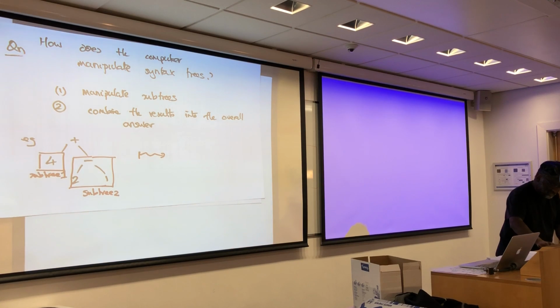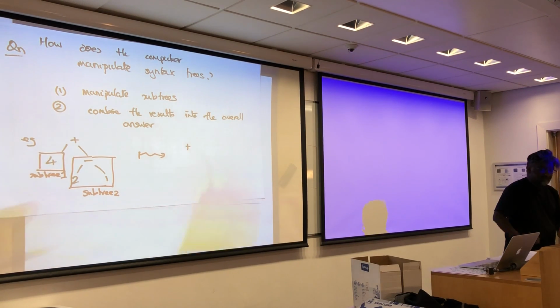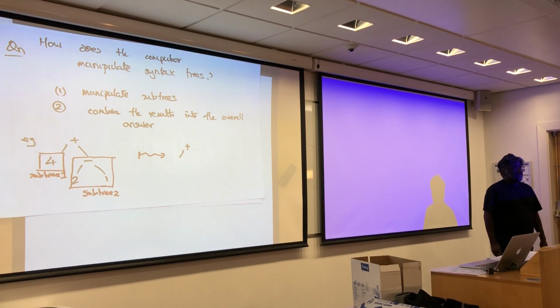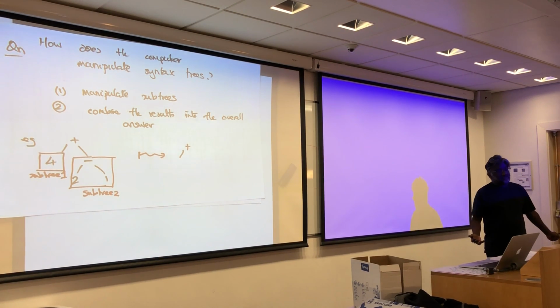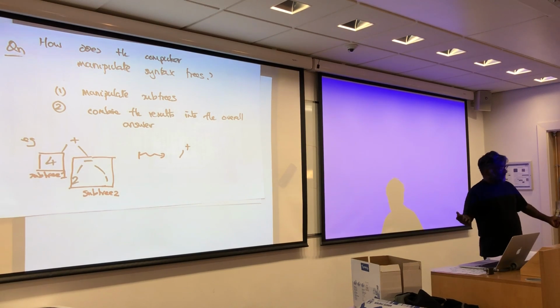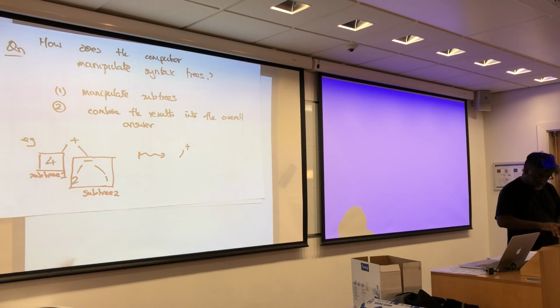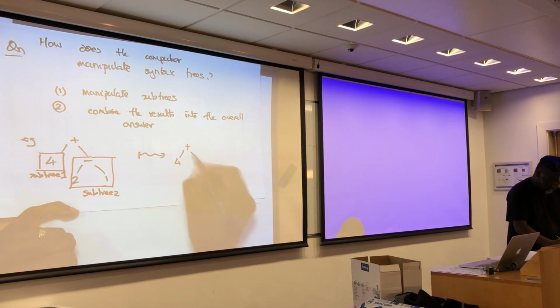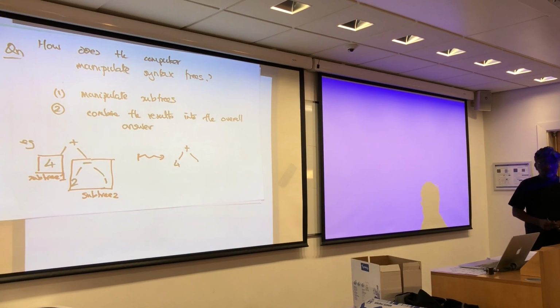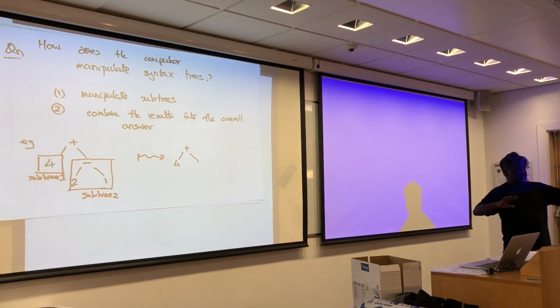So what happens? Well, we're just working on the subtrees, so that remains a plus. And then it looks at the first subtree, 4. What does it need to do to evaluate 4? Nothing. 4 is already evaluated. So we'll leave that alone. And what about the second subtree? Oh, it's minus 2, 1.